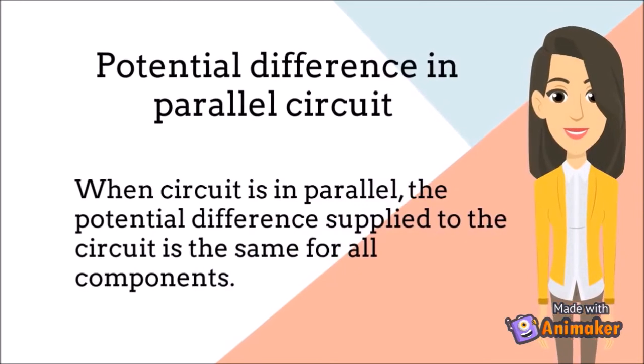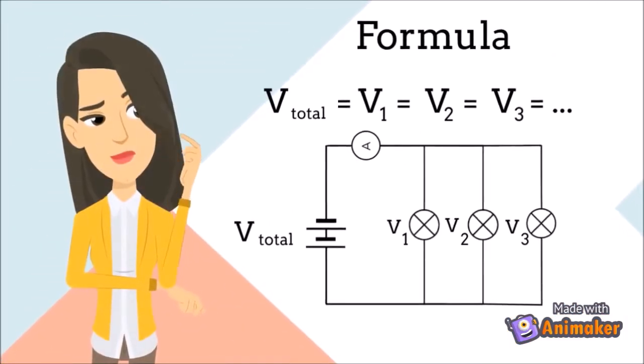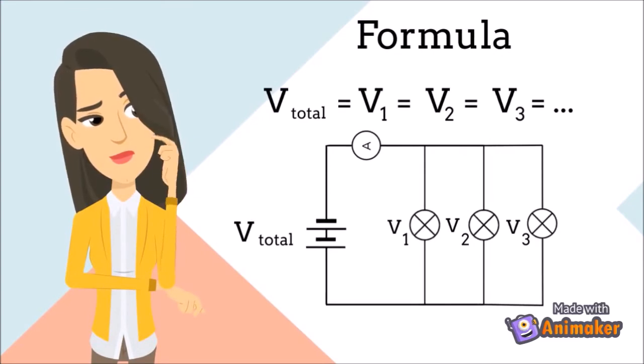Let's look at the potential difference in parallel circuit. When the circuit is in parallel, the potential difference supplied to the circuit is the same for all components. Now from the formula and from the circuit, you could see that the V total is just the same as the other potential differences.